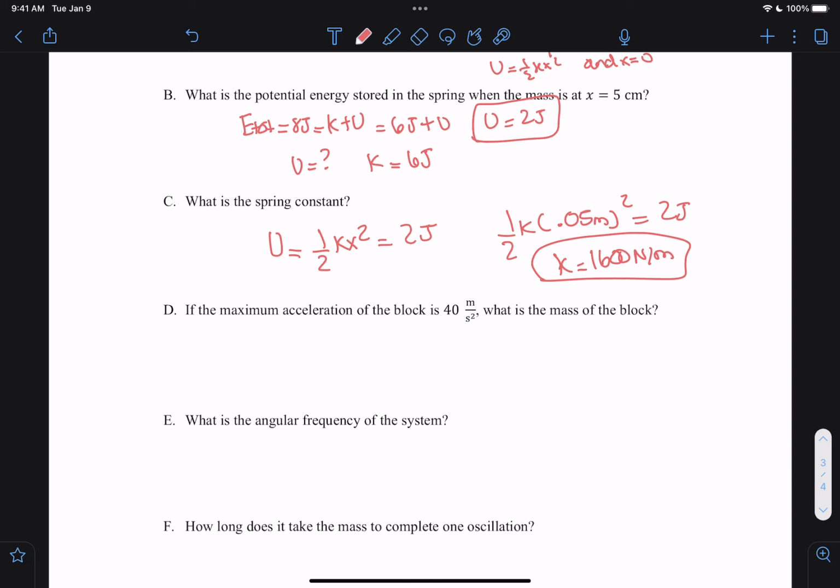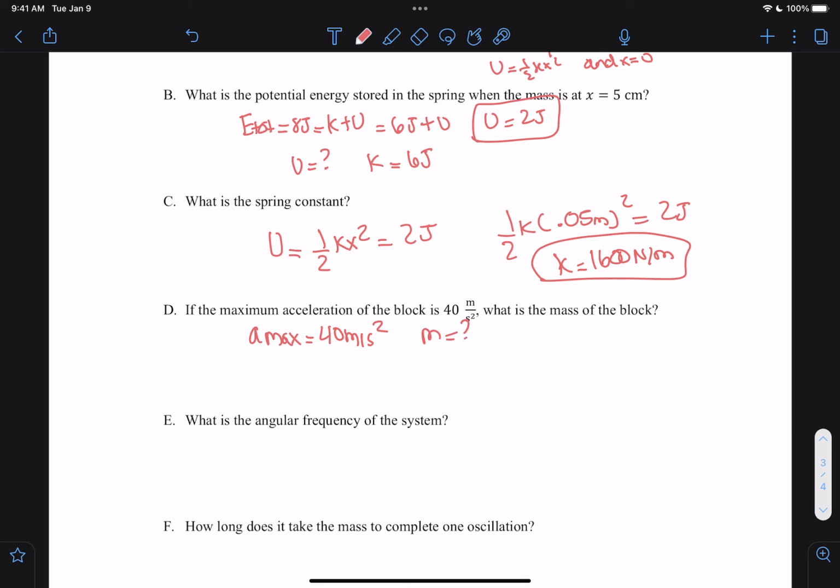All right, cool. Part D. It's telling us that the maximum acceleration of the block is 40 meters per second squared. What is the mass of the block? So they're giving us a max is equal to 40 meters per second squared. Now they want to figure out the mass.